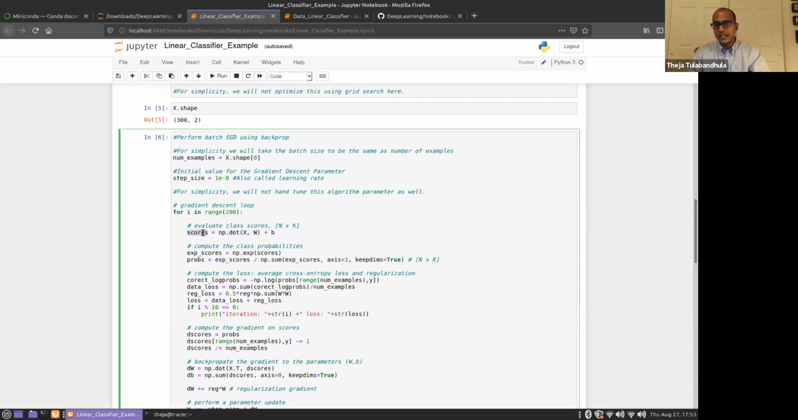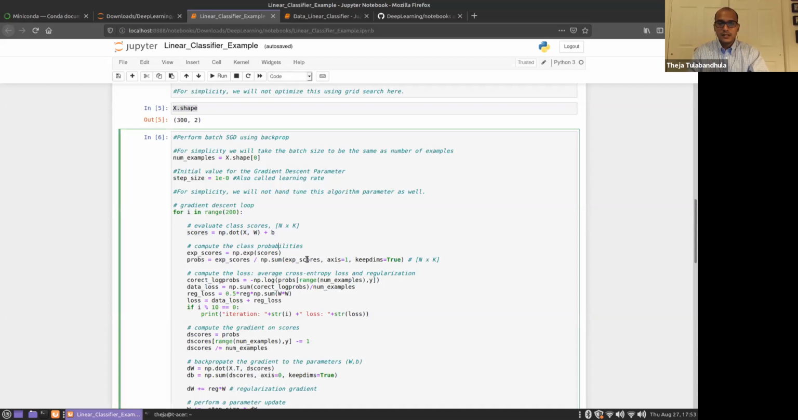Remember, for each example, the input example is 2-dimensional. I need to produce 3 scores because there are 3 classes. So that's what I'm producing, three scores. But if you look at the dimension of this scores variable, it's not just 3, it's going to be 3 times 300 because we have 300 examples in our input data. If you look at x.shape, it's 300 rows and 2 columns.